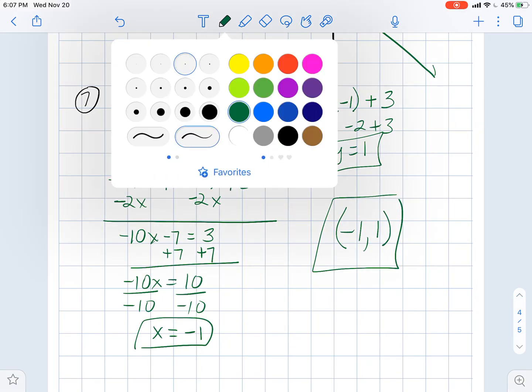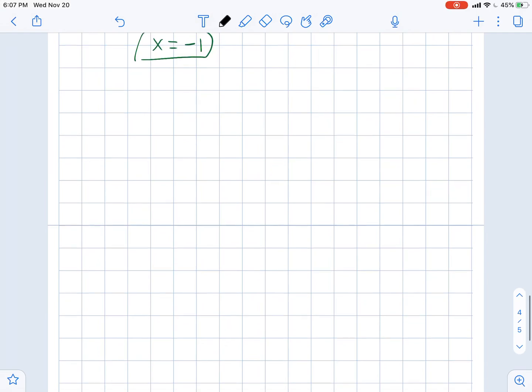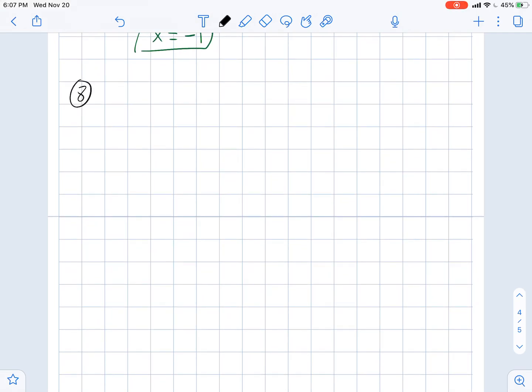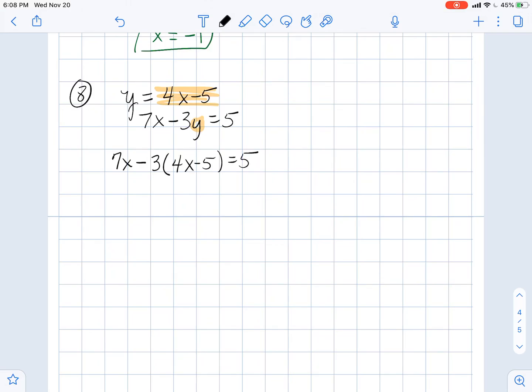Okay, let's do number 8, and then I'll stop this video. So number 8 is y equals 4x minus 5, and your other equation is 7x minus 3y equals 5. So again, when I look at this, I know that this is what y is, so I'm going to put it right there where the other y is, okay? Now, don't forget your parentheses, so it's 7x minus 3 times y equals 5. Okay, so right there's where I put that y.